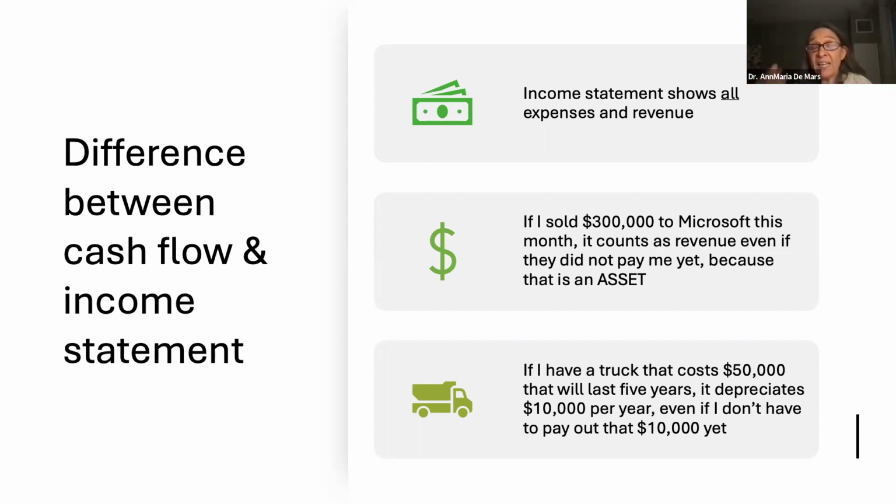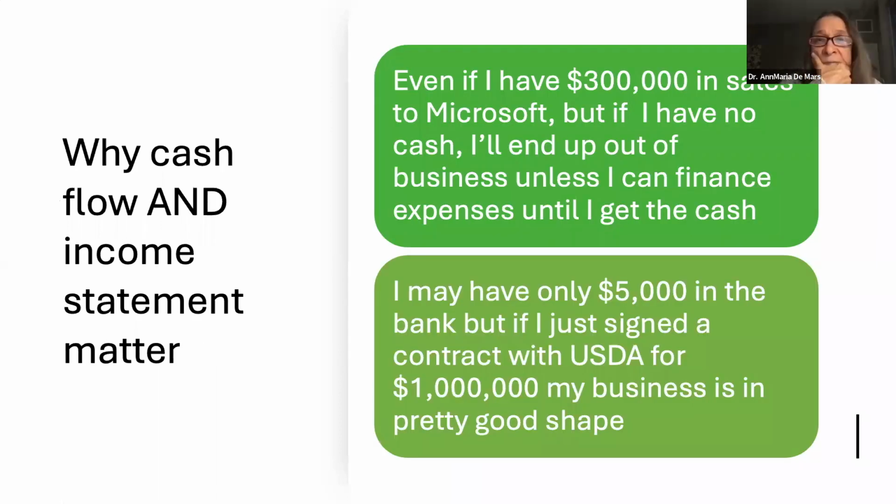So in that case, I have a cost of $10,000 a year in how much my truck is depreciating in value, even though I'm not paying that out in cash. So if you don't track that, your business looks really good right up to that 5th year when you can't replace your food truck and you're out of business. So you want to track both of those because, yeah, it's great if I have $300,000 in sales to Microsoft.